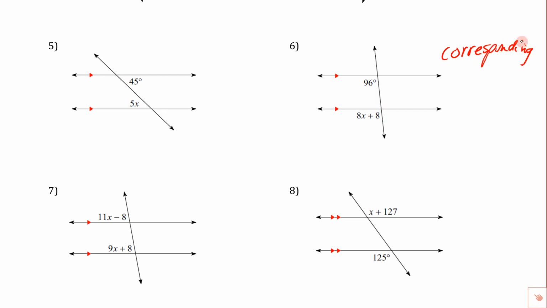And then you just need to remember, is that in the list that are supplementary, they add up to 180 degrees, or is that in the list that's congruent? Well, if they're in exactly the same place in the intersection, it should make sense that they would have to be equal to each other. They've got to be congruent.